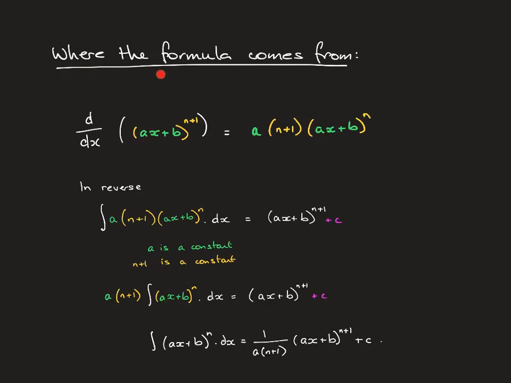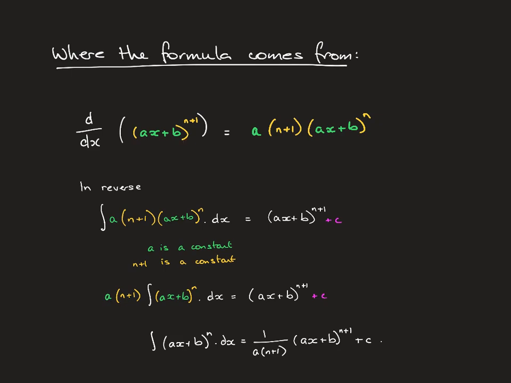So I'm going to go through where the actual formula comes from. If you're not interested in this, by all means fast forward across, but I'll show you where the actual formula for the integral comes from. So if we start with differentiating this particular function here, this is a composite function, so we've got an inner function and an outer function. The inner function is in green, the outer function is in yellow. So when we differentiate that, we use the chain rule.